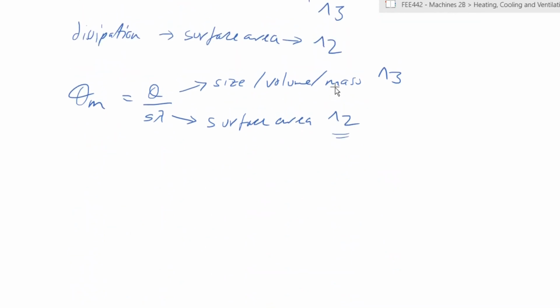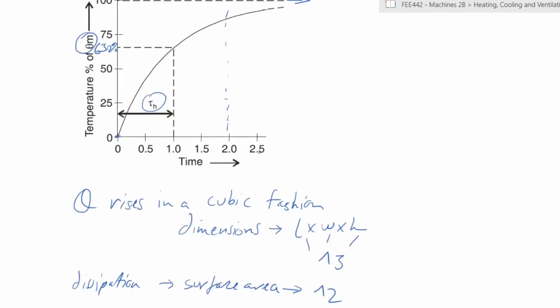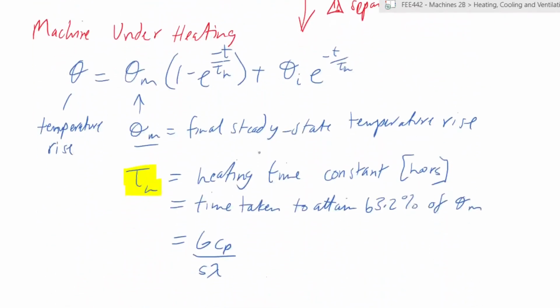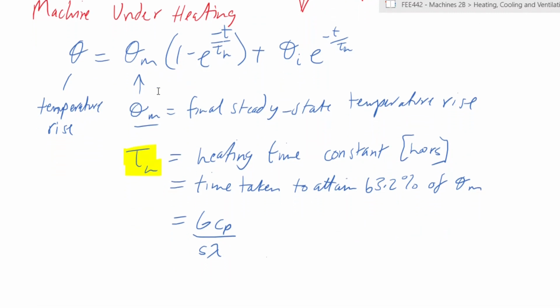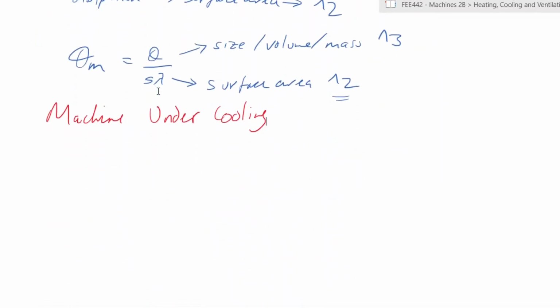Now, as we continue to look at that, let's look at the machine under cooling. Okay, so the machine under cooling will behave similarly to the machine under heating, whereby you have a temperature rise or a temperature drop, and it is related to those factors in a similar exponential way.